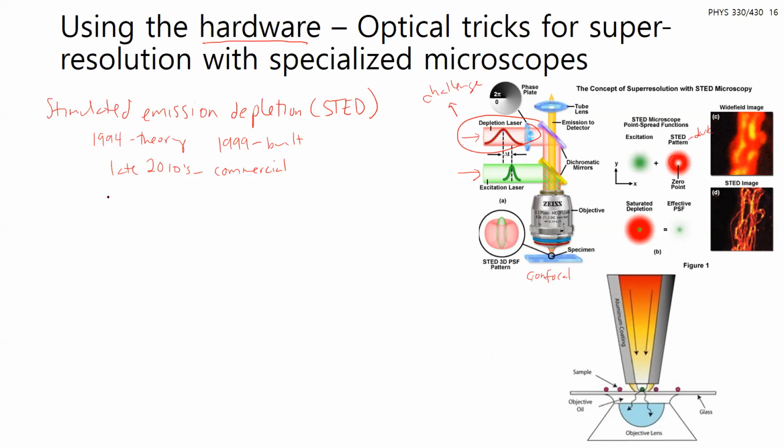But I would say that you'll see it more common now that Nikon or Leica systems that are already built and well aligned, this is becoming more increasingly used. And you can see here an example again of microtubules of a wide field image versus that STED image. Another hardware method is NSOM, or near field scanning optical microscopy.